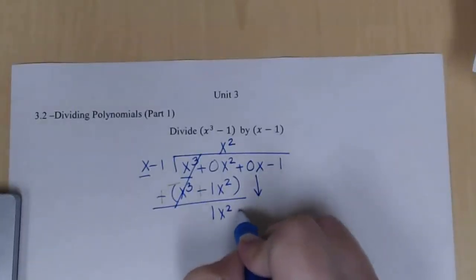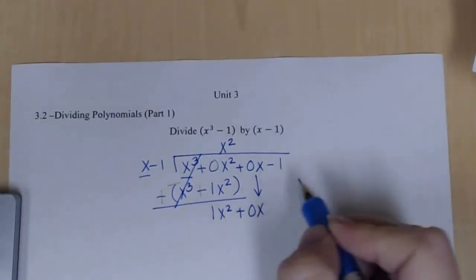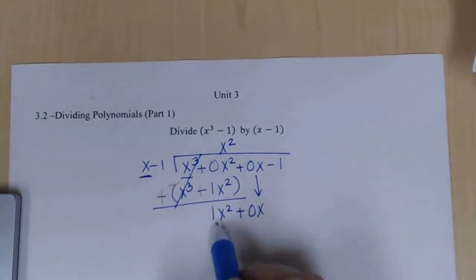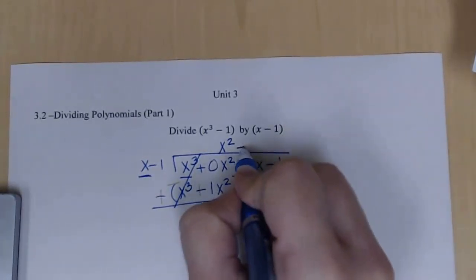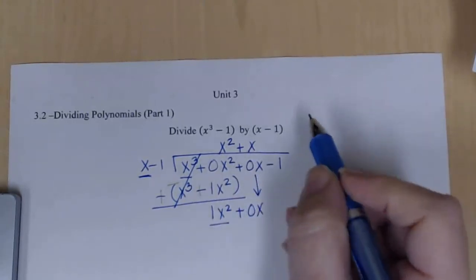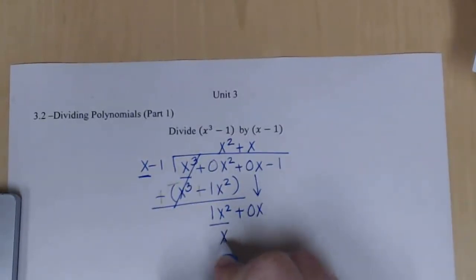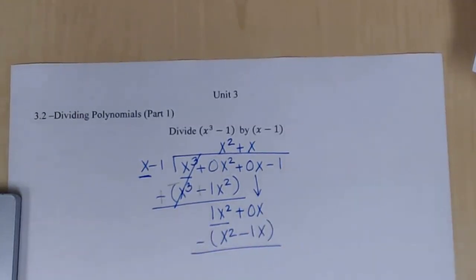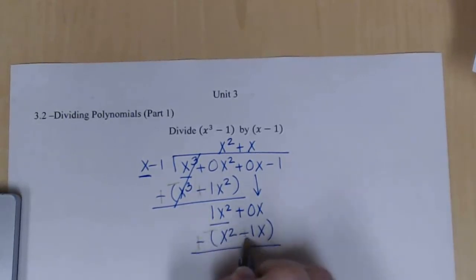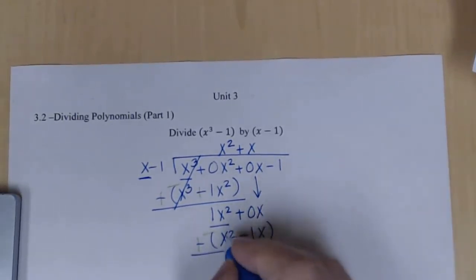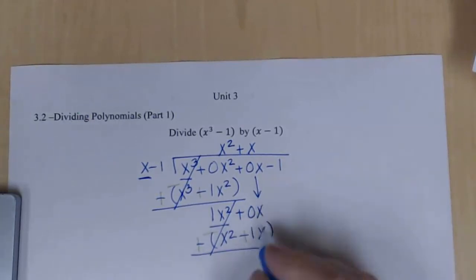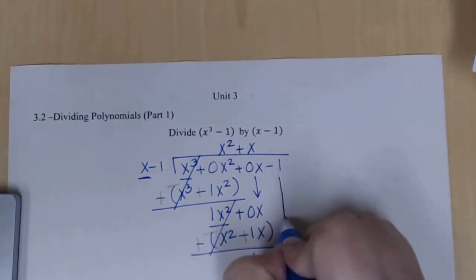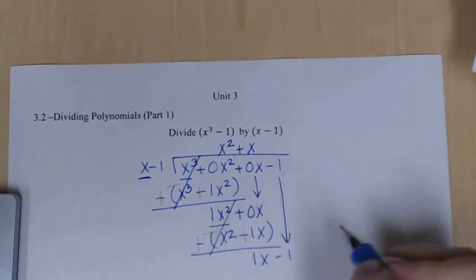I'm going to bring down the next term, so plus 0x. Now I'm going to compare again. X times what would give me x squared, and that would be a plus x. Multiply. X times x is x squared. X times negative 1 is negative 1x, and I want to subtract this whole thing. So I'm going to change all the signs. So 1 and negative 1 cancels. 0 and 1 gives me 1x, and bring down the next term, minus 1.